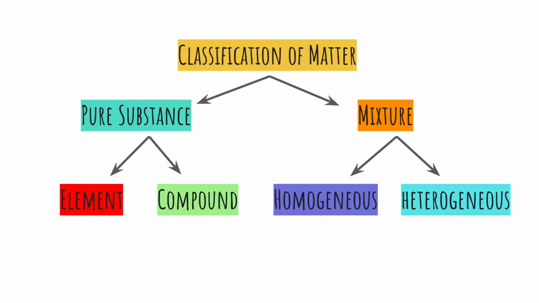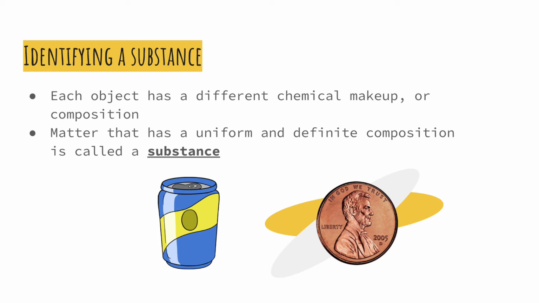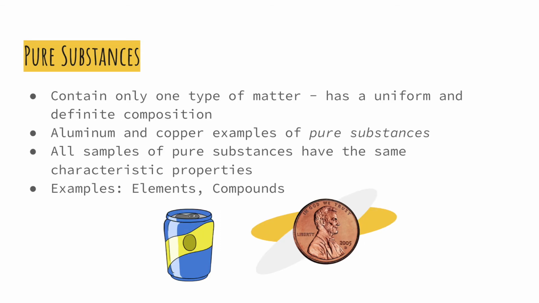So matter can be classified under different categories: pure substances and then mixtures. Matter that has a uniform and definite composition is called a substance. Pure substances can be elements or compounds. Pure substances only contain one type of matter and have a uniform and definite composition. Aluminum and copper are examples of pure substances. All samples of pure substances have the same characteristic properties.